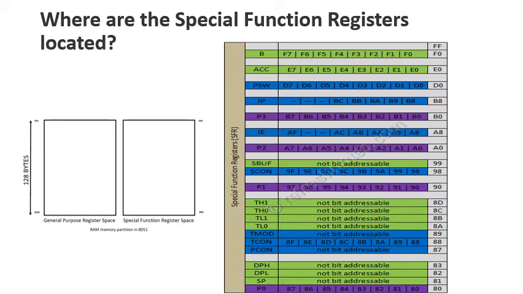The general purpose register space stores all the data that is generated during the execution of a program. In contrast, the special function register area maintains a set of special function registers that are responsible for managing the various operations occurring in the microcontroller. The special function register space starts from 80H to FFH and can be accessed by the programmer using direct addressing to configure them to perform specific tasks.